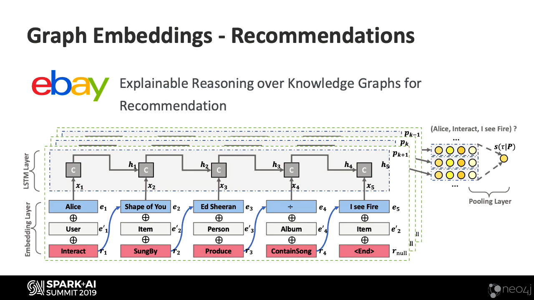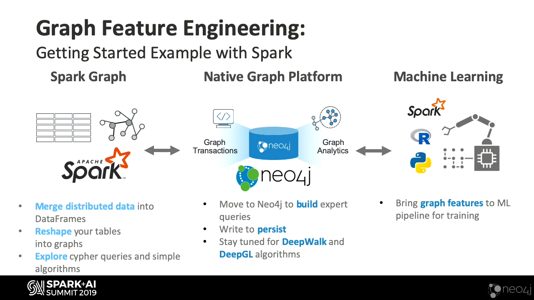So how do I do this? Right now, same first steps as before, right? You start off in Spark, merge and unify your data, move to Neo4j to build your expert queries. And then what we're working on right now is starting to implement some embeddings. So we have 2 labs projects for DeepWalk and DeepGL. These are proof of concept prototypes. The engineering team right now is working on scalable embeddings that can actually be put to use. And then again, bring those into your machine learning pipeline.